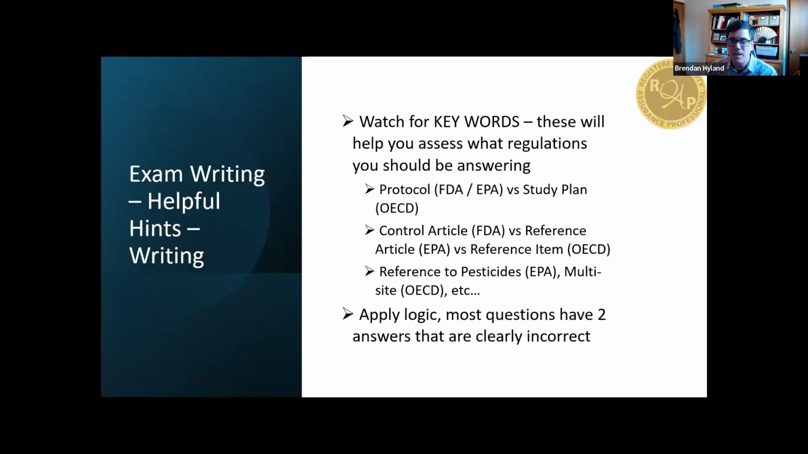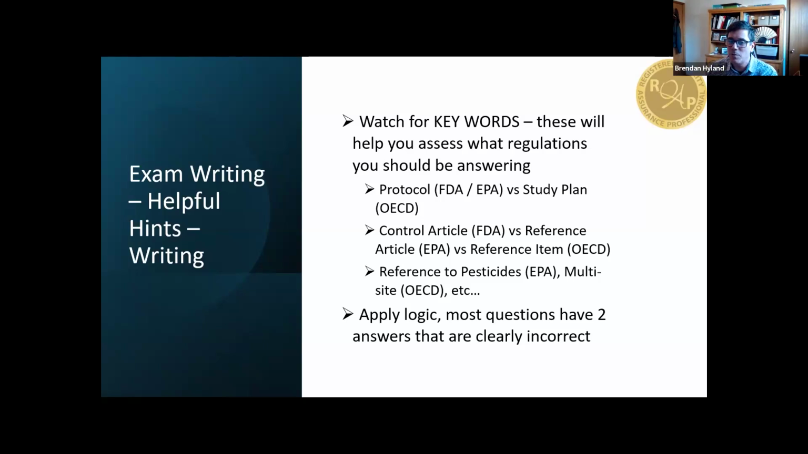Watch for keywords. These will help you assess which regulation the question is talking about. So if you see protocol or study plan, that's a really good hint. Protocol is used in the American GLPs, and study plan is used in the OECD guidances. Control article versus reference item. Reference to pesticides always or usually means the EPA. Reference to multi-site studies usually means OECD. Things like that.